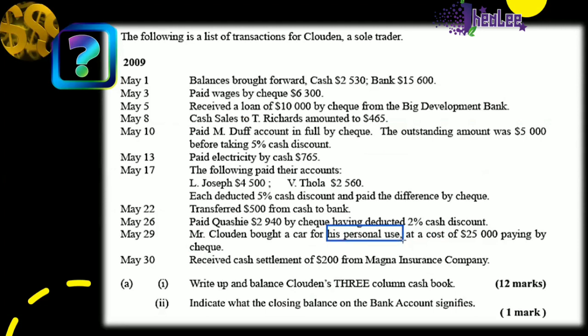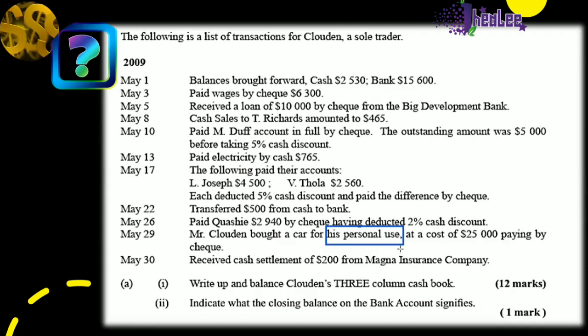So basically, people, what we're seeing is that Mr. Cluden took money from the business for personal use. The payment was made by check, so therefore it was taken from the bank. This car that Mr. Cluden purchased was not bought to be used in the business. It was for his personal use. Because this was for personal use, it's basically saying that Mr. Cluden took the money from the business for his own use. And in this case, the item affected is drawings.